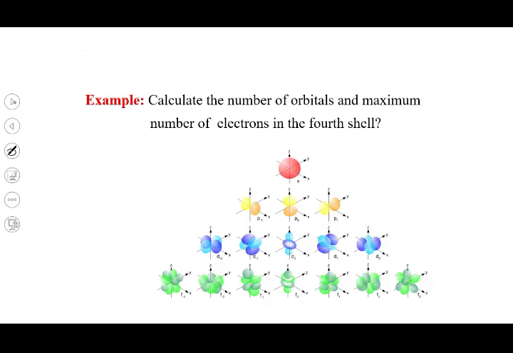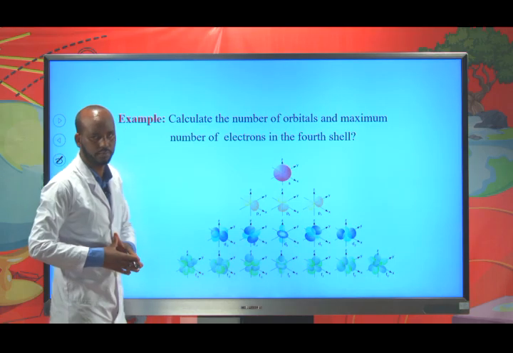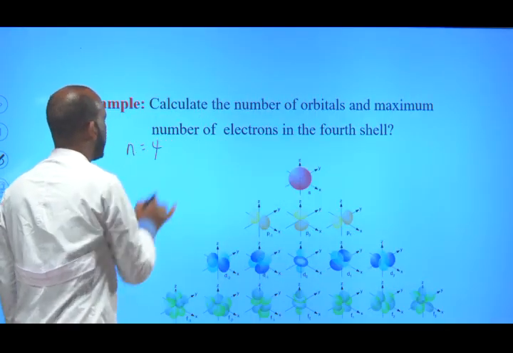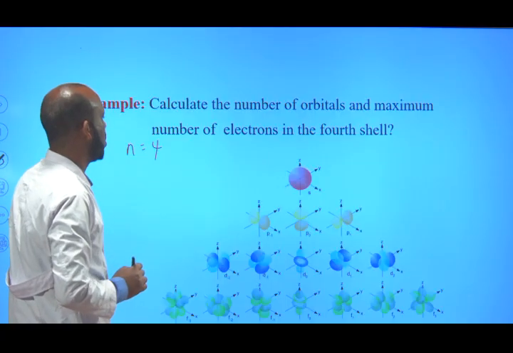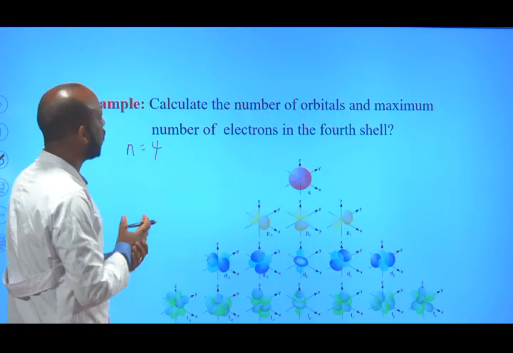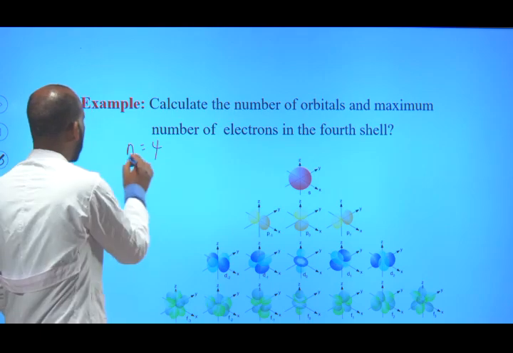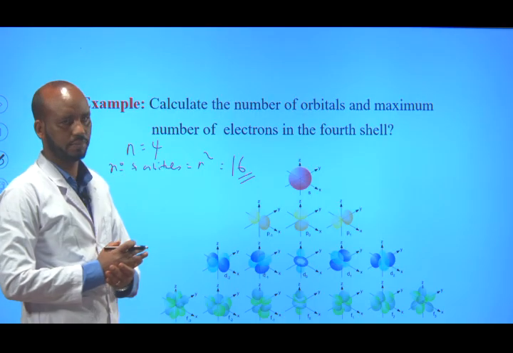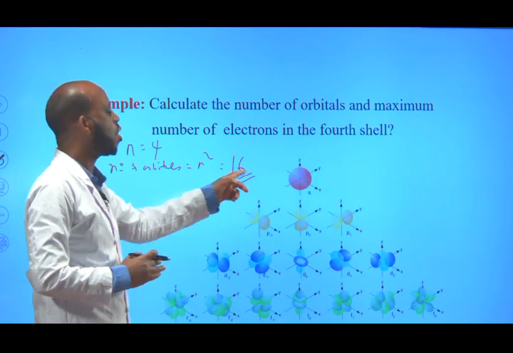Calculate the number of orbitals and maximum number of electrons in the fourth shell. n equals 4. Number of orbitals is equal to n squared. 4 squared is 16. You see, the fourth energy level has 16 orbitals.